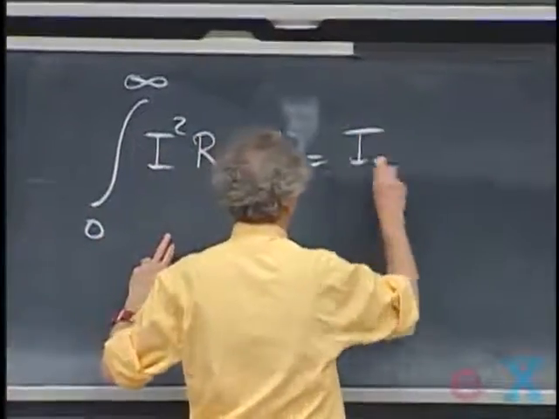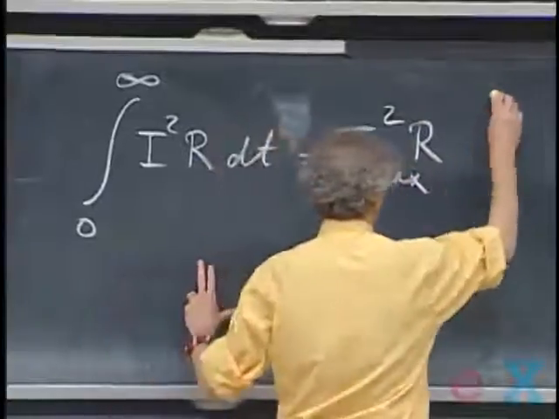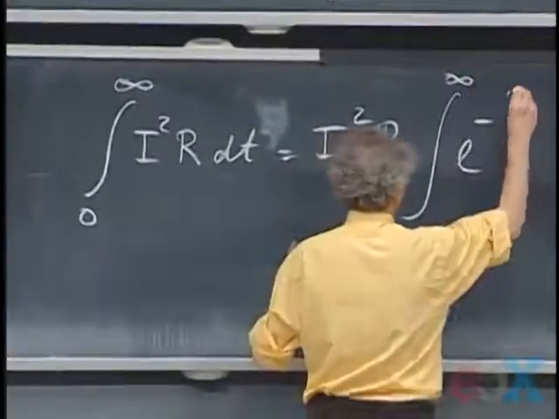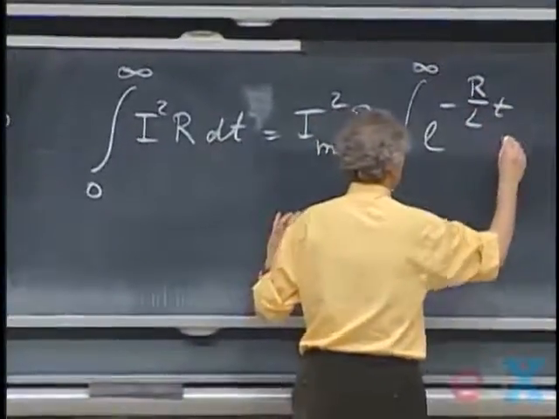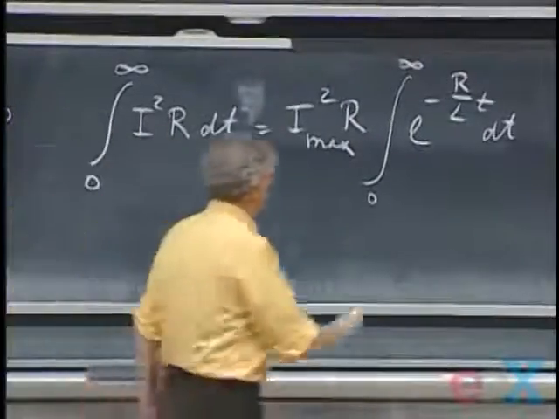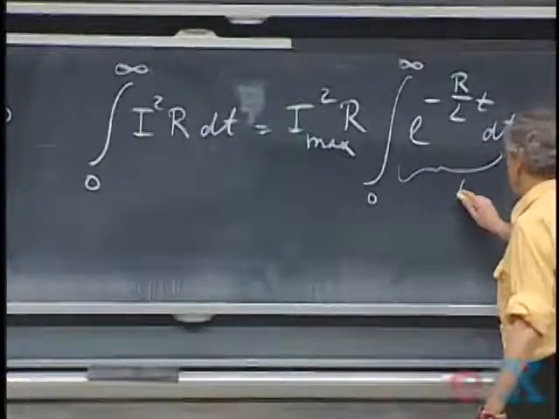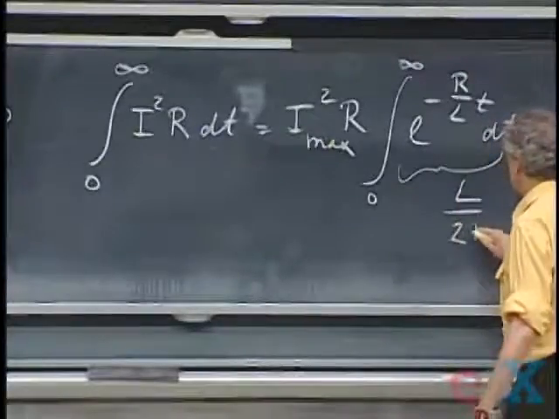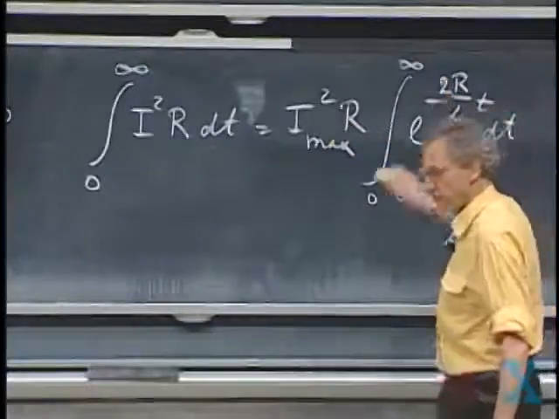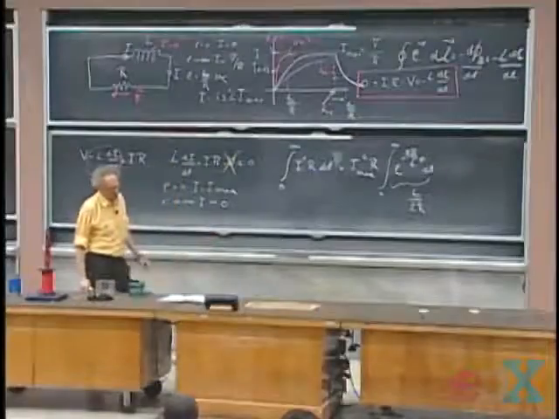So I can bring I max outside, and I can bring the resistance outside, and then I get the integral from 0 to infinity of e to the minus R over L times t dt. And this is a trivial integral. This integral is L divided by 2R. Oh, by the way, it is I squared, so I have a 2 here. That's very important. Don't forget the 2. And so that integral is L divided by 2R.